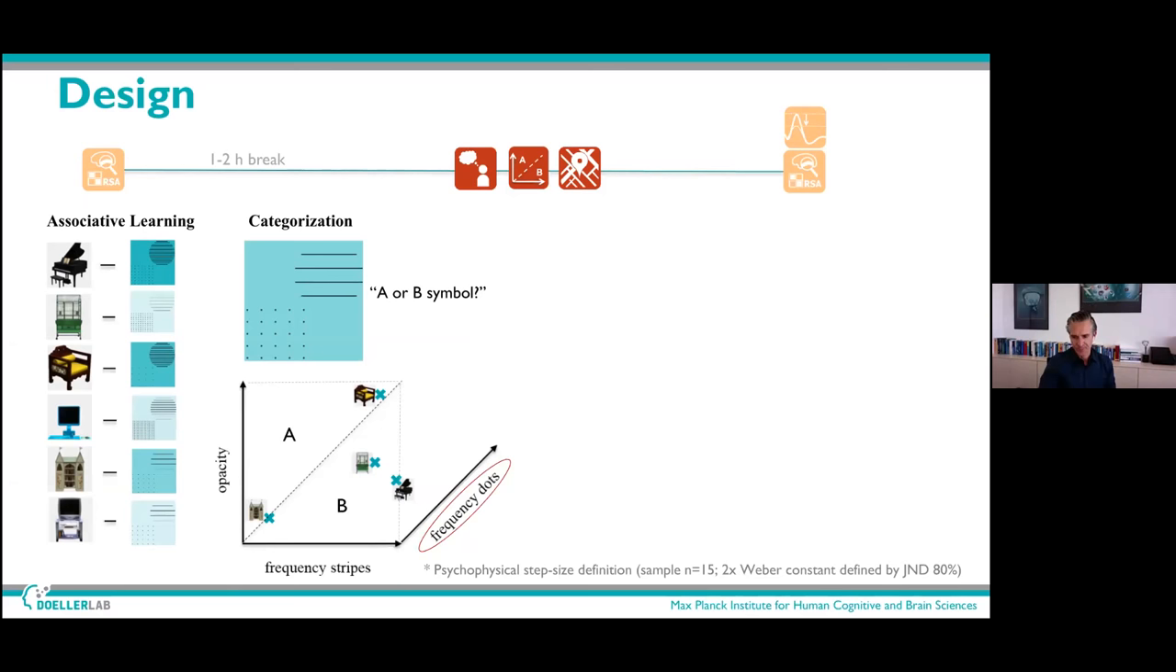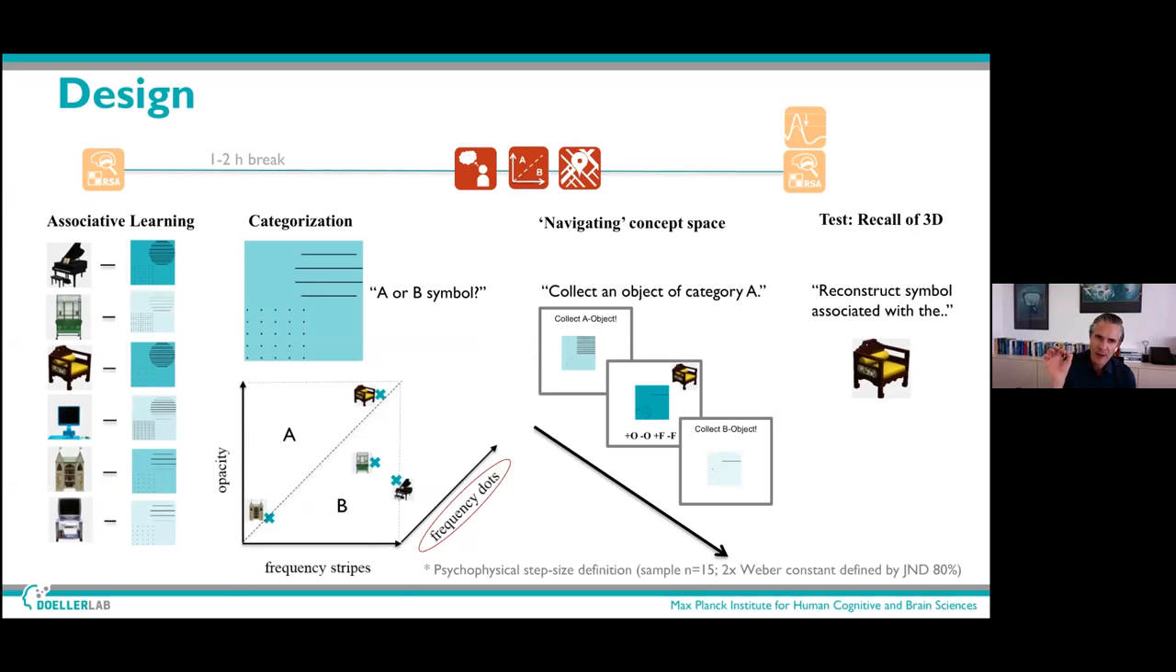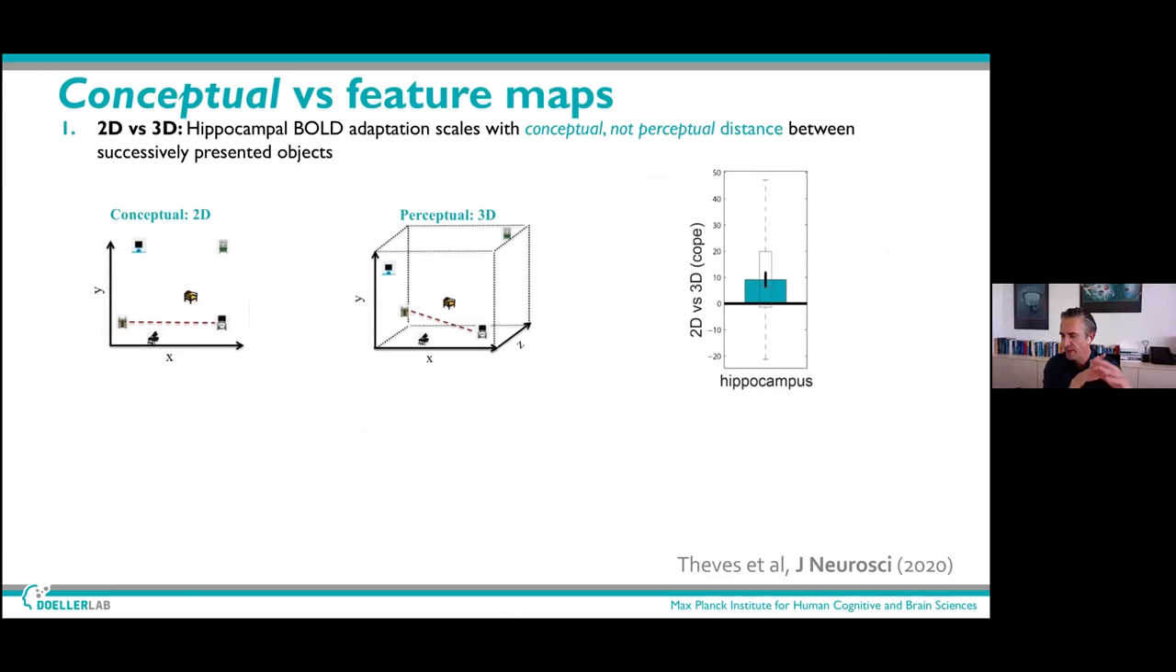And then during the actual categorization task, that's the important manipulation, only two of the three dimensions are relevant to distinguish between the A and the B category. And then in the fMRI analysis, Stephanie does exactly the same as in the previous studies. She looks whether there's a systematic change of fMRI adaptation and neural similarity measures as a function of the distance of the objects in the feature space. And what we see is that the hippocampus seems to be sensitive to the two-dimensional distances in the, you could call it, conceptually relevant part of the space, but not to the three-dimensional distances in the overall feature space.